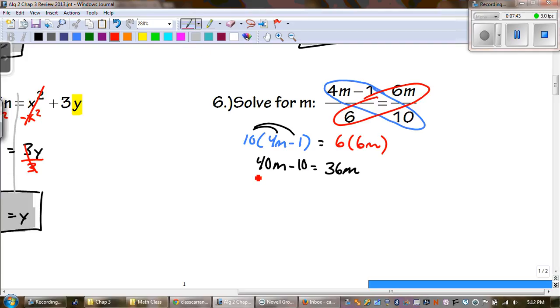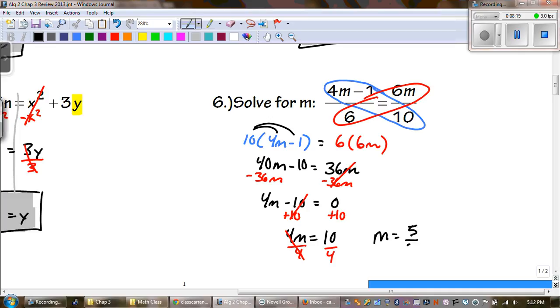Okay, so I'm going to subtract the 36m because I want to move the smaller variable. And we get 4m minus 10 equals 0, because there's nothing left on that side. But we have to add 10 to both sides because now we're solving for m. 4m equals 10, and then we divide by 4. Always, always, always reduce your answer. You can divide both of those by 2, and you're left with 5 over 2.